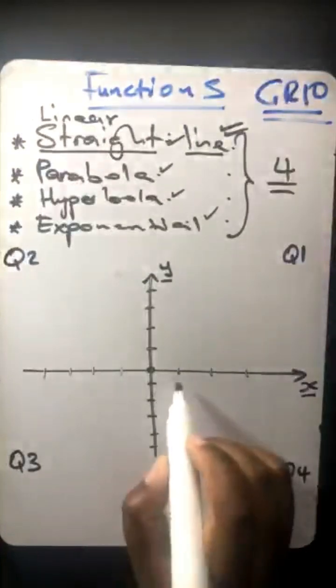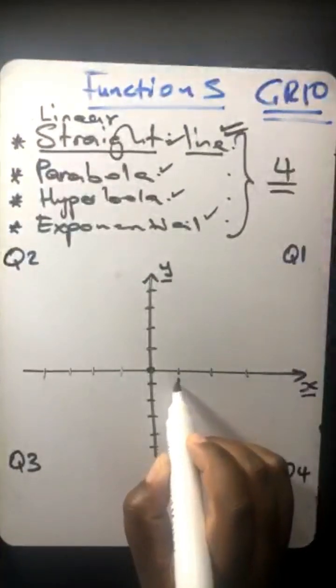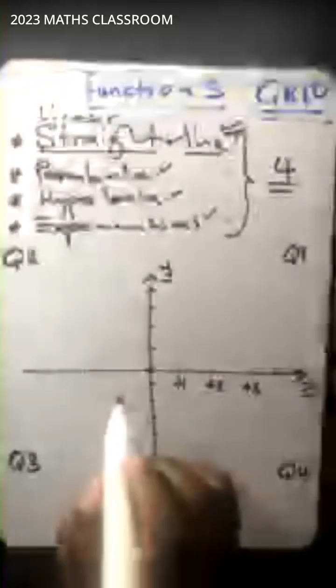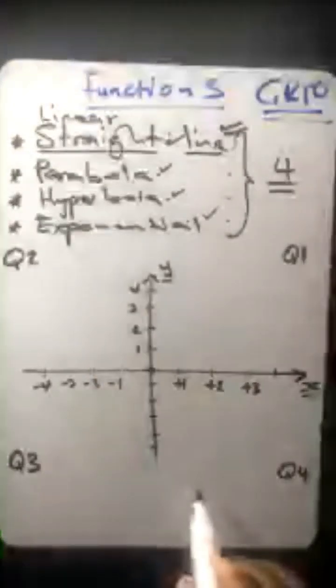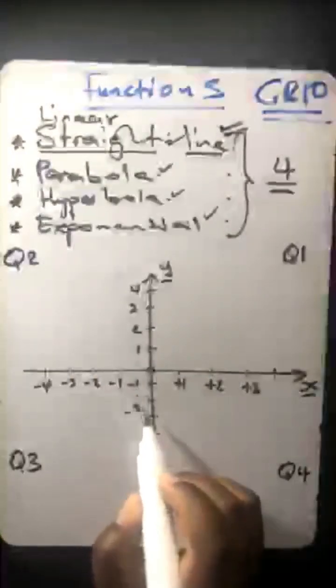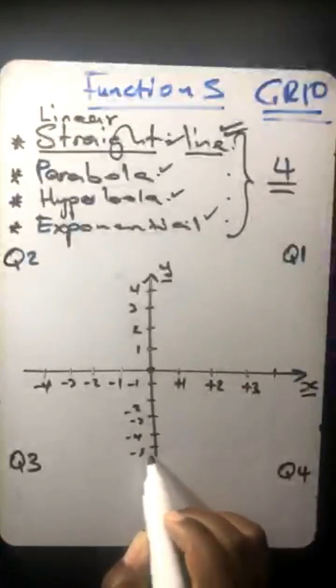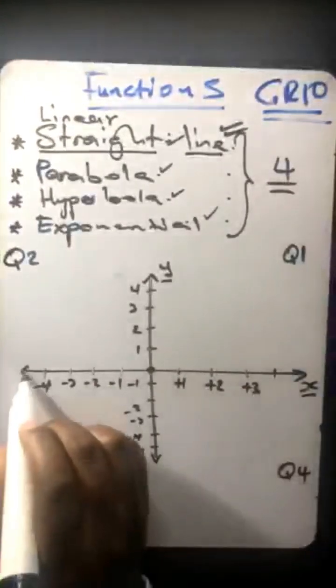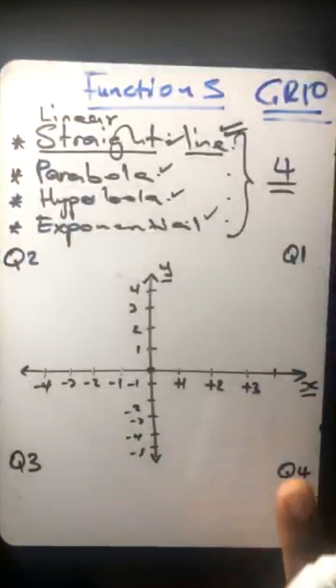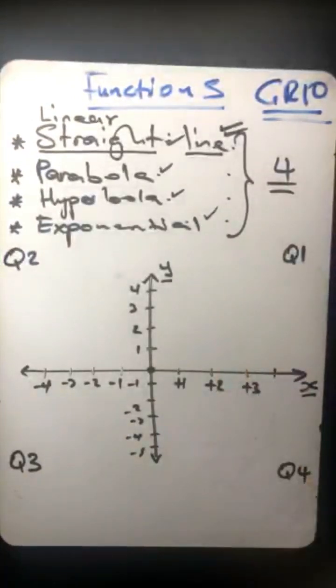So the x values on the right side of the origin are positive. For example, positive 1, positive 2, positive 3, and so forth. And then on this side is going to be negative 1, negative 2, negative 3, negative 4, and so forth. And then above, positive 1, positive 2, positive 3, positive 4. Below, negative 1, negative 2, negative 3, negative 4, negative 5, and so forth. So this is how a Cartesian plane looks like.